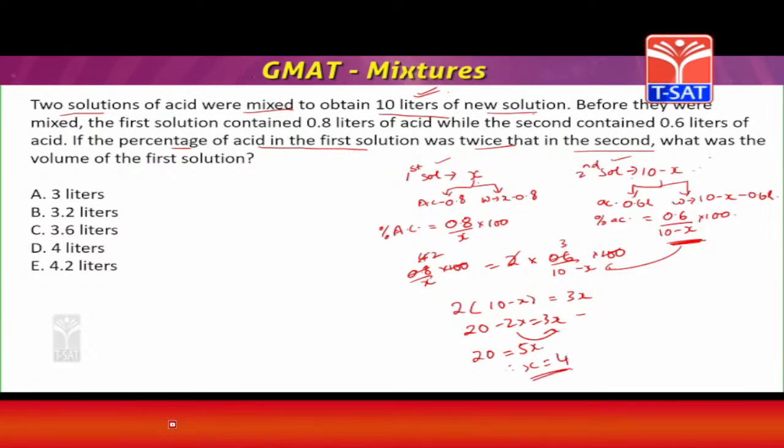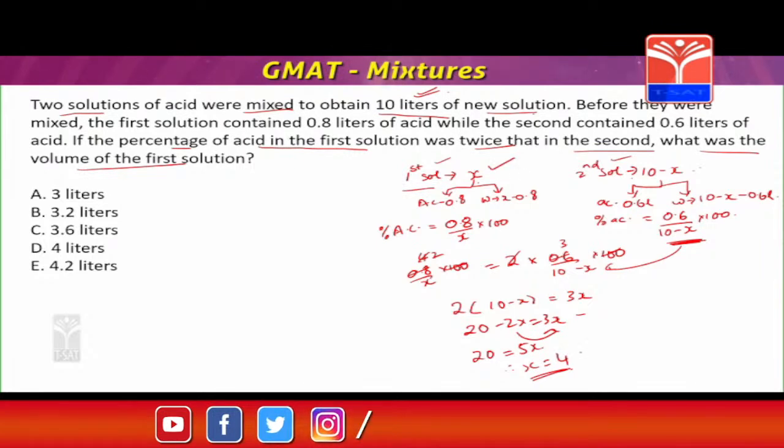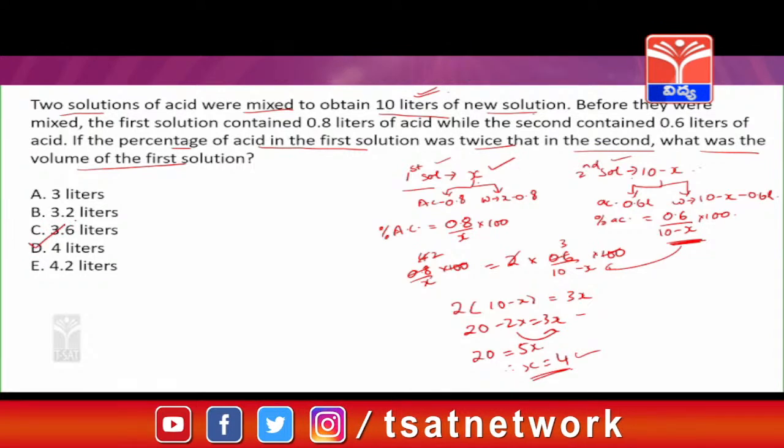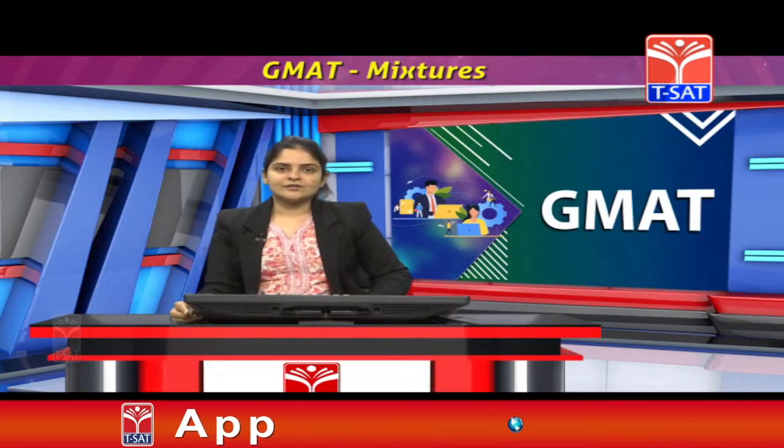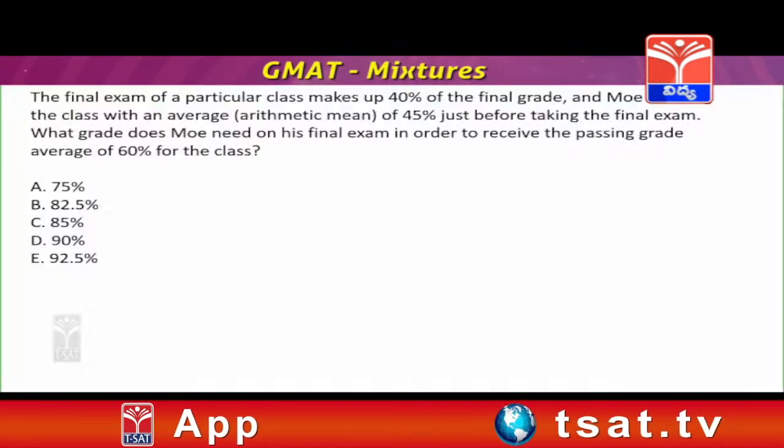And what is the question asked? What was the volume of the first solution? The first solution's volume is x. Therefore, the answer is x equals 4. That is option D, 4 liters. Let us look at the next question now.